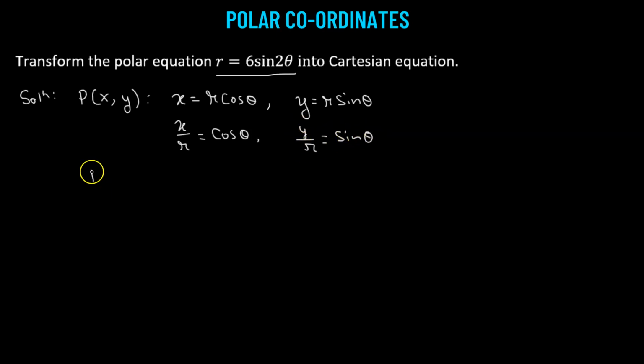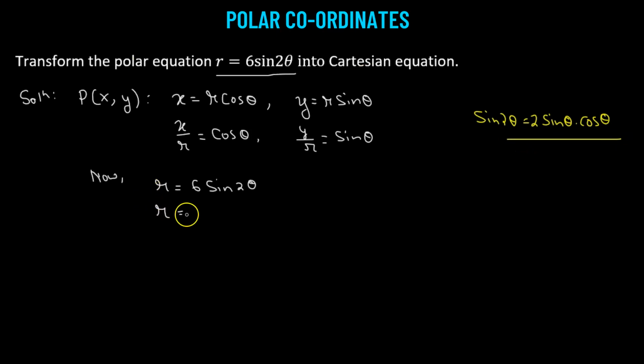Now coming to our polar equation, here we are given the equation r equals 6 times sine 2 theta. Now sine 2 theta has a standard value. Sine 2 theta can be expanded using the formula 2 times sine theta times cosine theta. This is a standard trig identity. So let's use this. This will now become r equals 12 times sine theta times cosine theta.